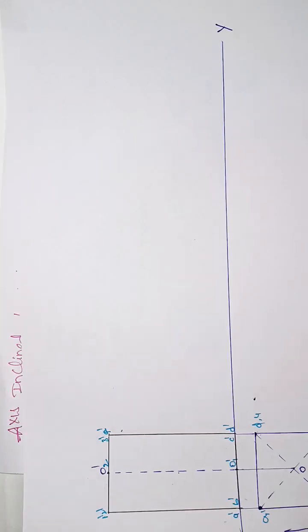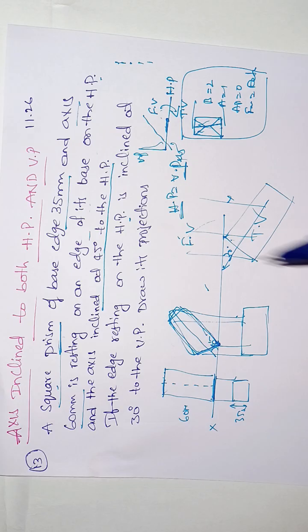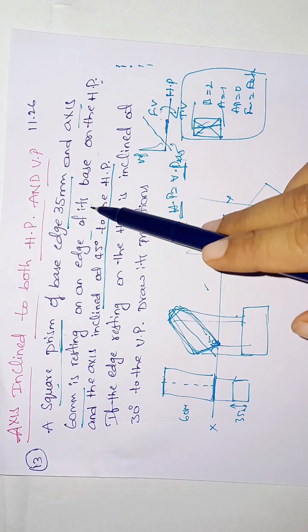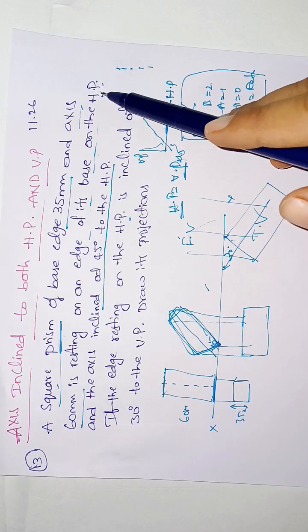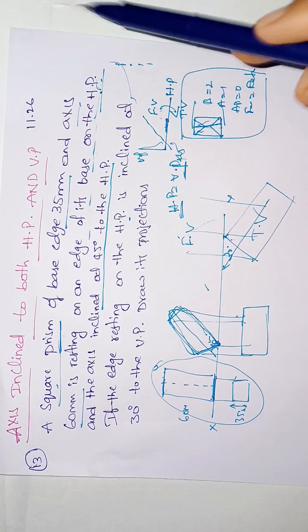So we have done this one for a square prism. A square prism of base 35 mm and axis 60 mm is resting on its base on the HP, means definitely it comes downside. So this diagram is over. Okay, up to here over.